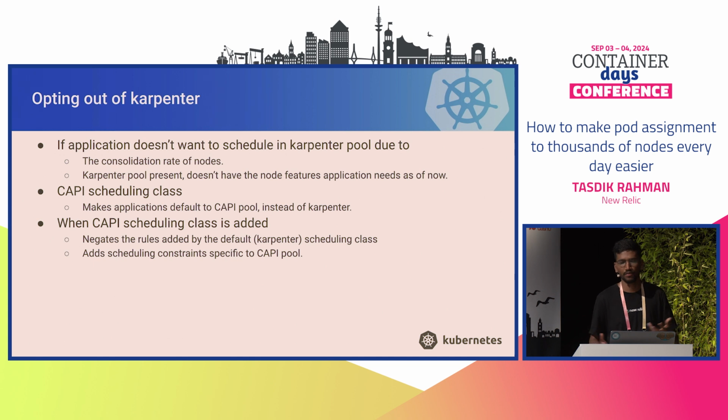Again, on opting out of Karpenter: some applications wouldn't want to schedule in a Karpenter pool for different reasons, such as the rate at which the nodes get consolidated, or the Karpenter pool present doesn't have the node features which the application needs as of now. And for that, as we just described, the application team could just use a copy scheduling class.